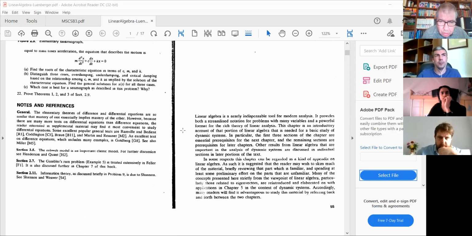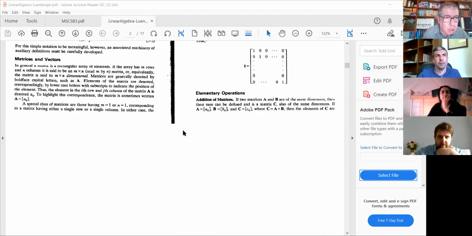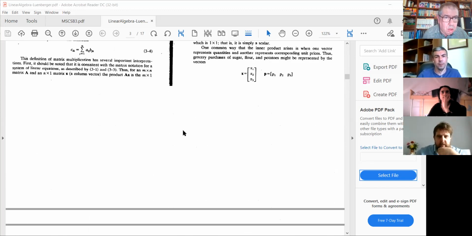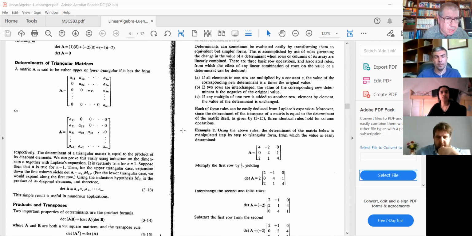It's page... what do you mean by page? 6. It's the PDF page 6. So this one, yes, exactly. Okay, so the Example 2. So it says that Example 2.